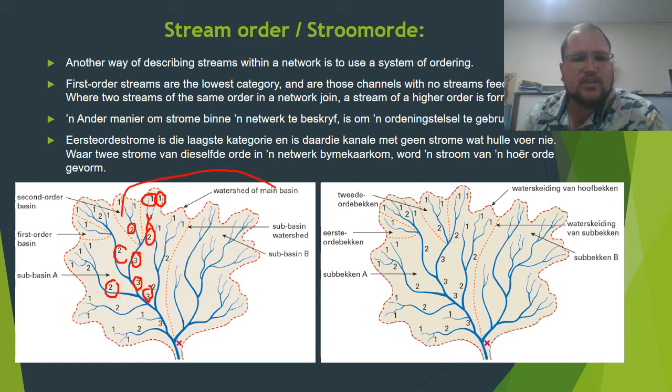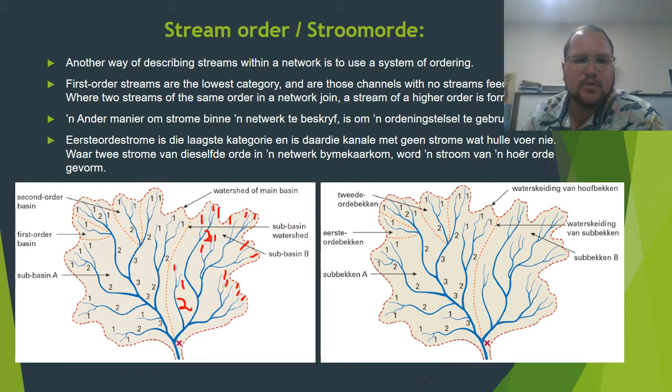So let's take a look at this area on the right hand side. Let's try and calculate. So we get a first order, a first order, a first order, a first order, all these first order streams here to the sides. Let me just number them. Now all these first order streams, where they flow together, we get a second order stream. So here's another second order stream.